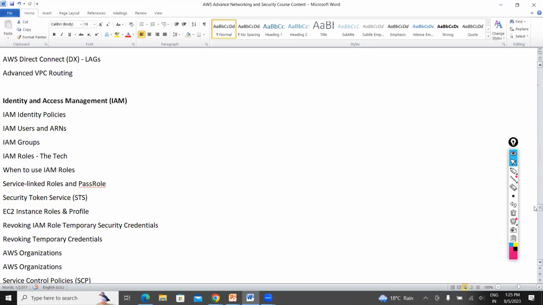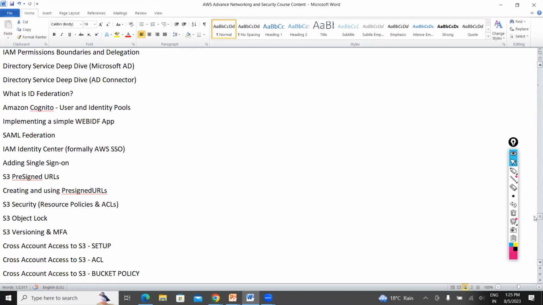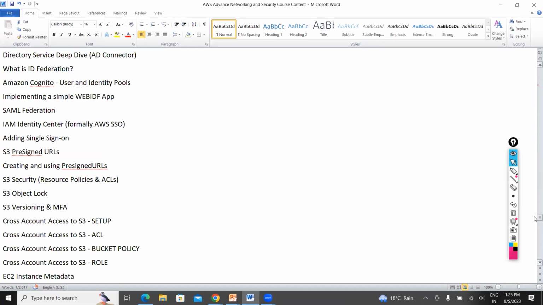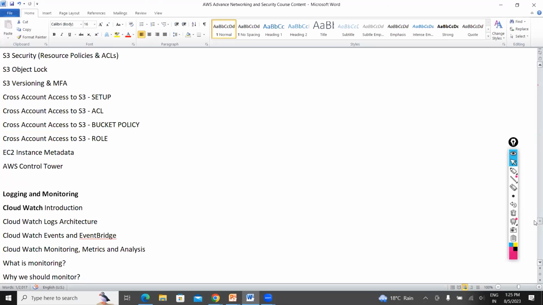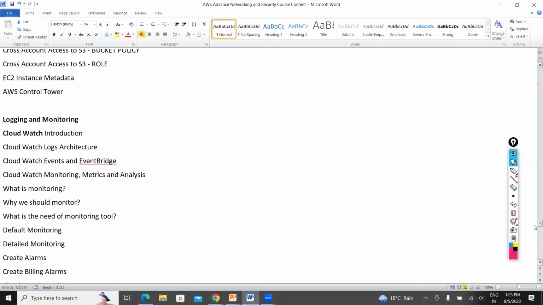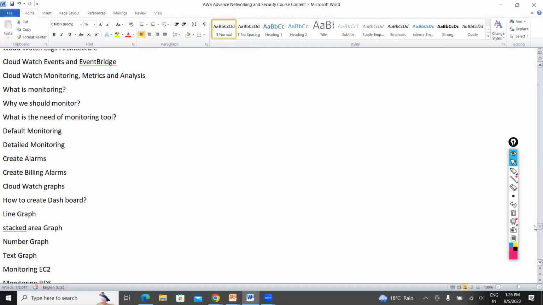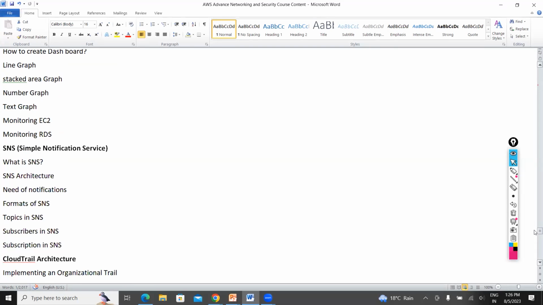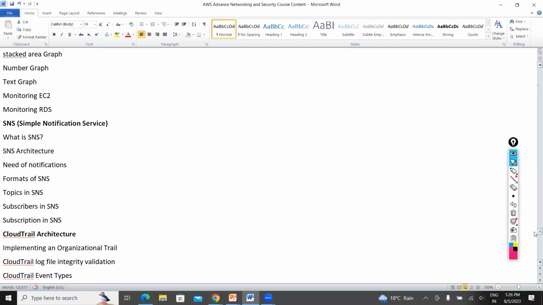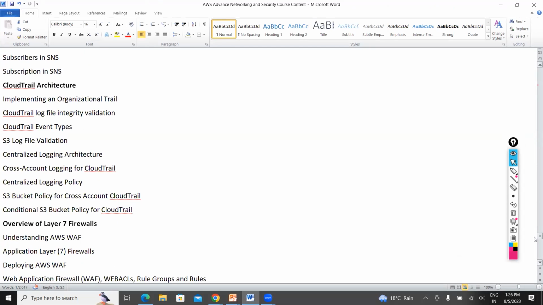Then what are identity and access management services, how can we authenticate users based on single sign-on, or if we want to use multi-factor authentication, or if we have to create a guest user account and then set up the security. What are the logging tools, what are the monitoring tools, how can we create alarms, how can we manage the financial billing alarm, right? All these, then the SNS and SQS services.